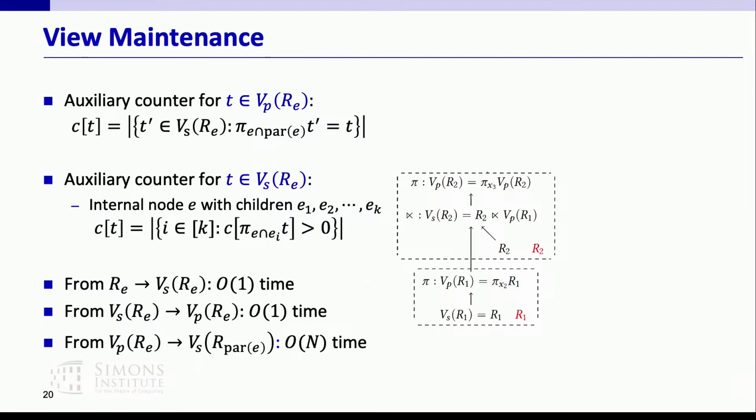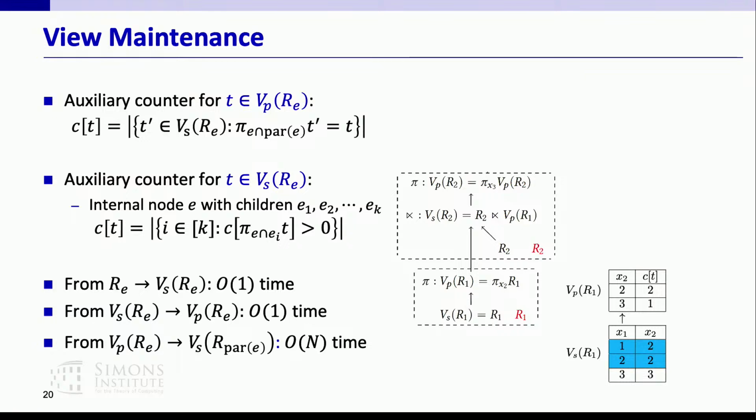Now I will show how to maintain this projection view and the semi-join view. To do that, we need some additional counters. Let me use this example to illustrate that. For this semi-join view, which is exactly R1, we have this projection view of the projection on X2. We also maintain some counter, which simply counts how many tuples from R1 have the specific join value.